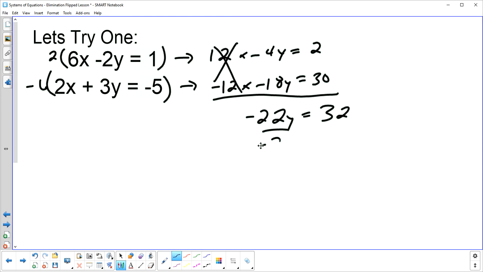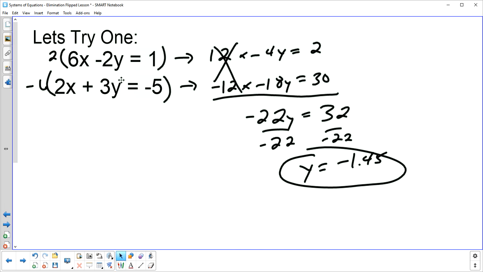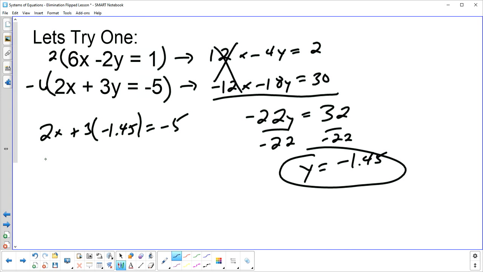Solving for y, we divide both sides by negative 22, and that tells us that y is negative 1.45, rounded. That gives us our y value. What we need now is our x value. Like we said, we can plug it into any equation we want. If I plug it into my second equation: 2x plus 3 times negative 1.45 equals negative 5. I need to do 3 times negative 1.45, and I'm going to get negative 4.35. So 2x minus 4.35 equals negative 5.